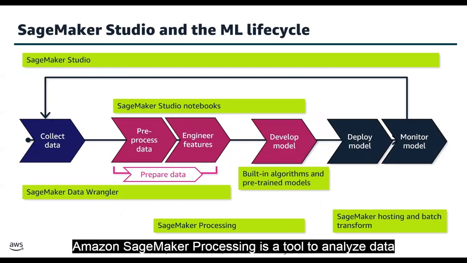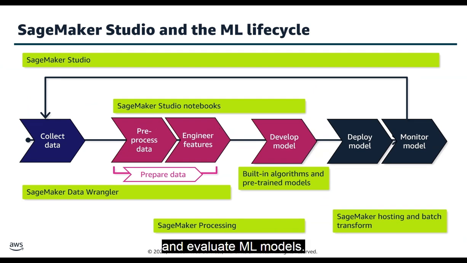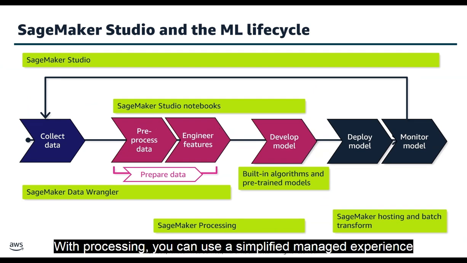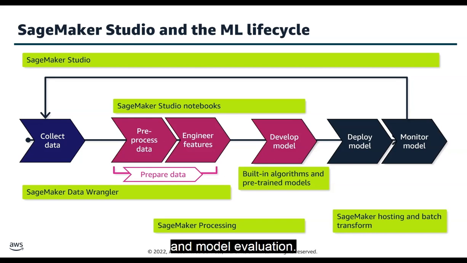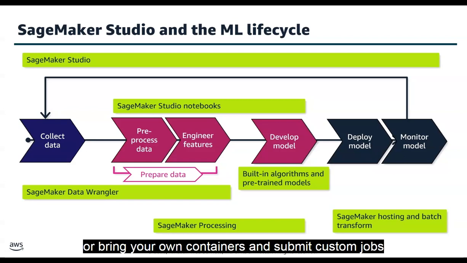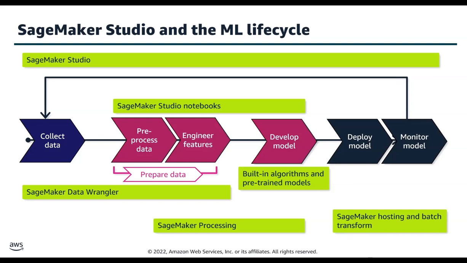Amazon SageMaker Processing is a tool to analyze data and evaluate ML models. With processing, you can use a simplified managed experience on SageMaker to run your data processing steps, such as feature engineering, data validation, and model evaluation. You can choose to put your code on built-in data processing containers or bring your own containers and submit custom jobs to run on the SageMaker managed infrastructure.